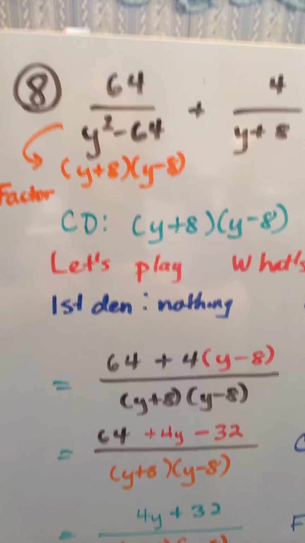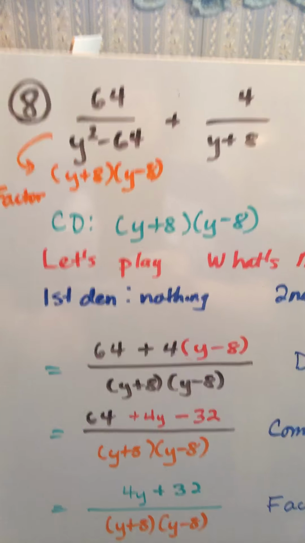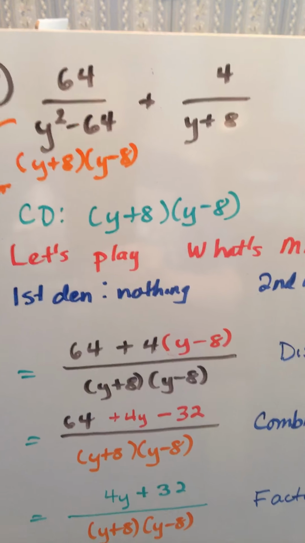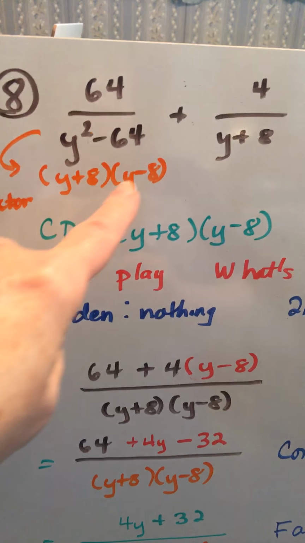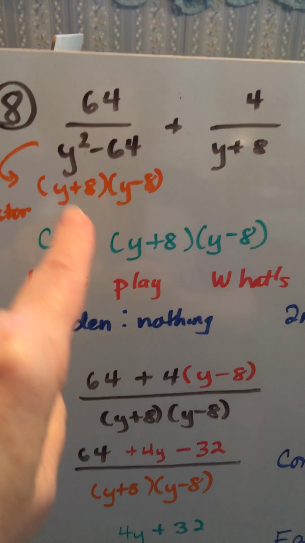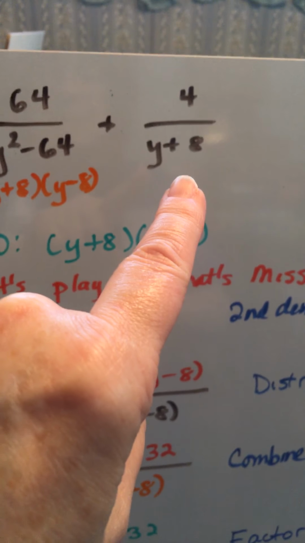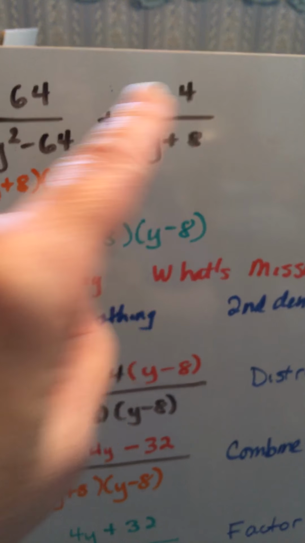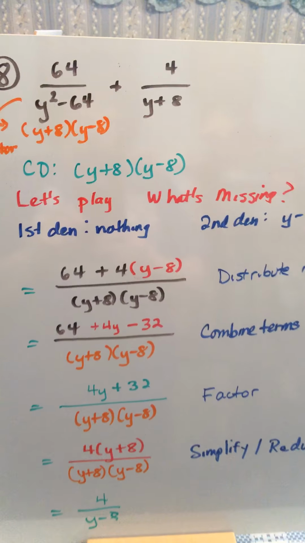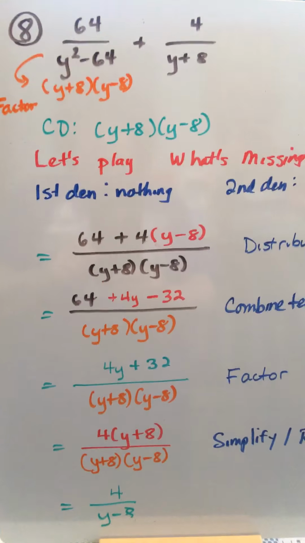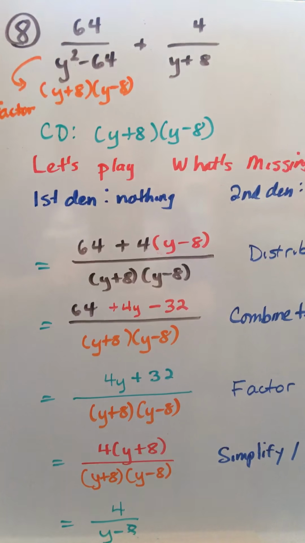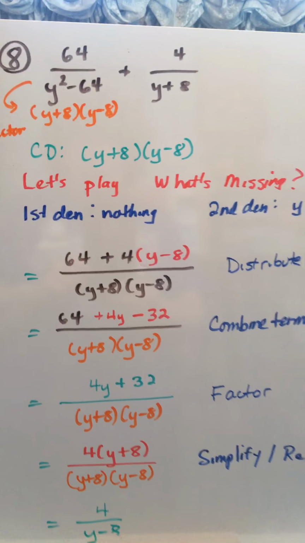Example 8. In example 8, it looks pretty simple. It's actually easier than some of the other ones. We just have to factor. The common denominator is the first one. The second denominator, what's he missing? Y minus 8. So what does the numerator have to have? Y minus 8. I put it in. I distribute like we did in the other ones. 4y minus 32.